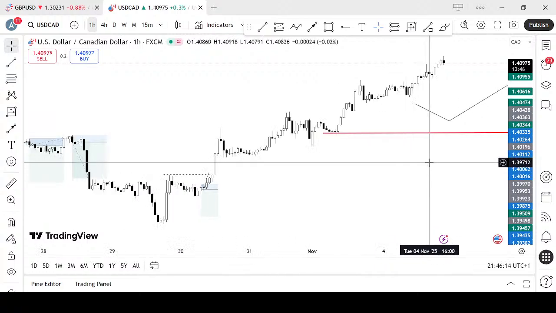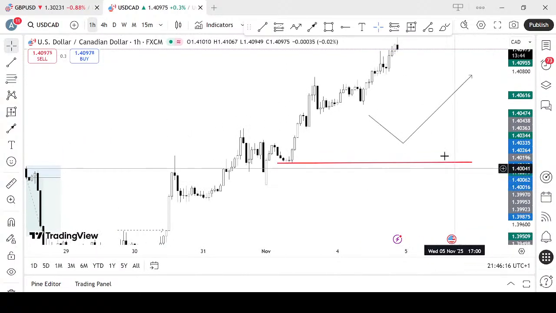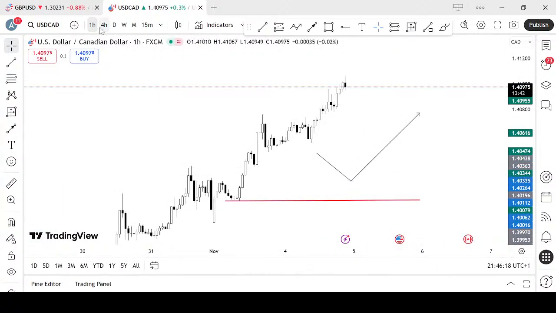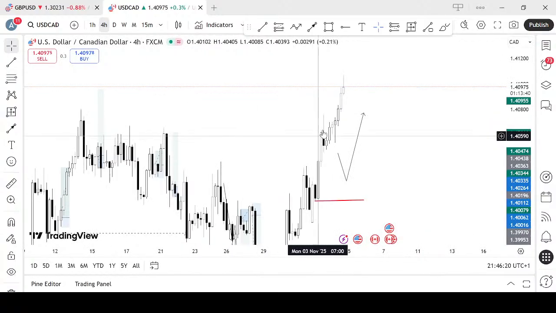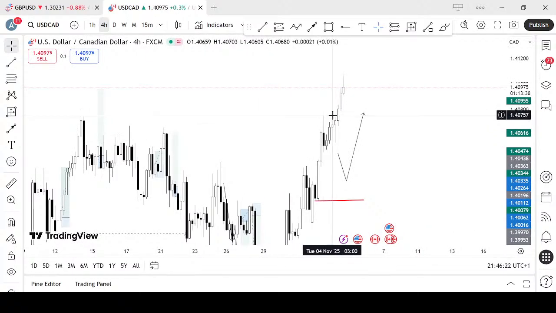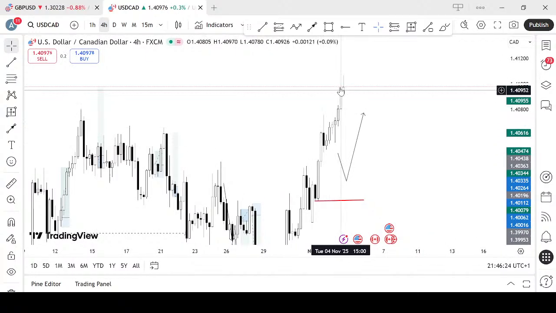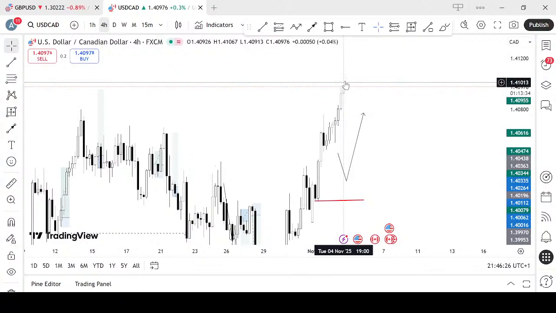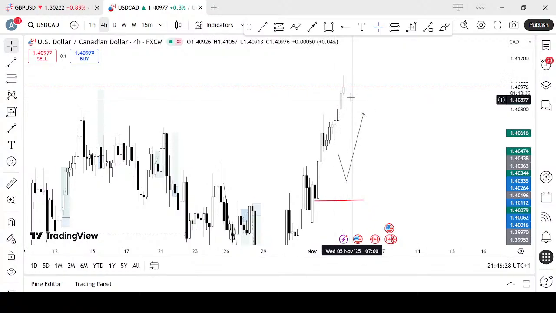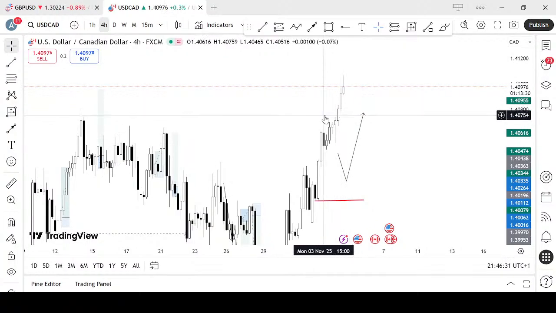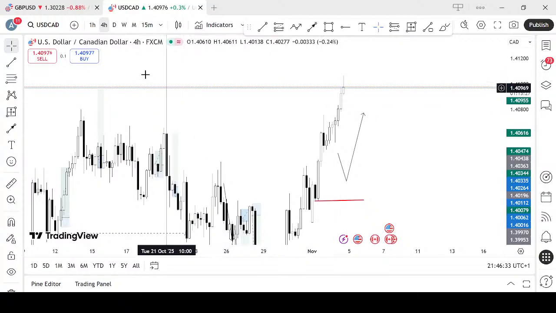On USD CAD today, I said I was expecting price to come down a little on the 4 hour. We did form a new high. You can see this low right here powered a new movement upward, and that it closed above this previous high. So we formed a new higher high around there.